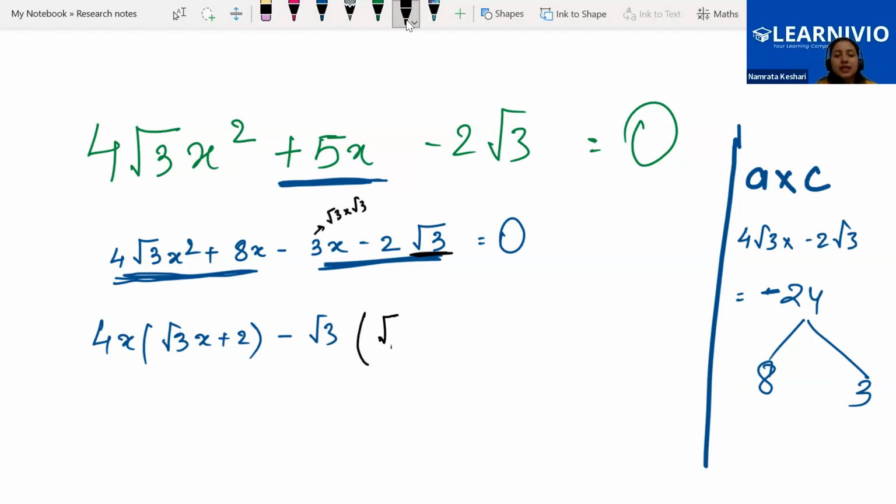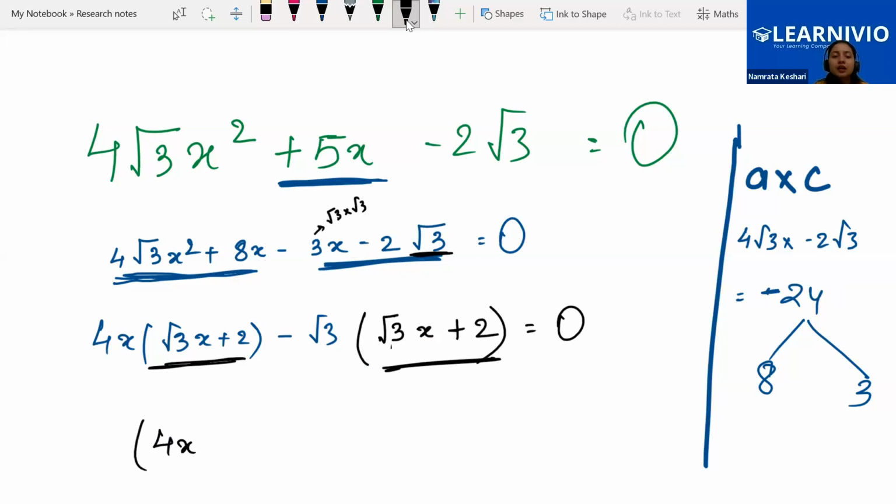root 3x. Can you tell me what will be there after that? Plus 2. Exactly. And if both the brackets are exactly the same, the terms inside, the sign and everything, if it is exactly the same, we are on the right track. Yes, we are on the right track. We are done. Where was the confusion?